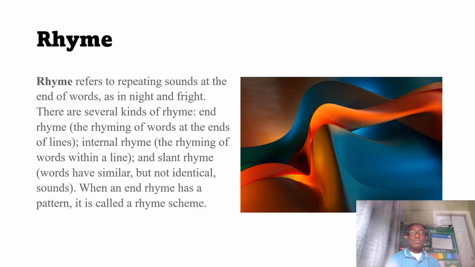Rhyme. Rhyme refers to repeating sounds at the end of words, as in night and fright. There are several kinds of rhyme. End rhymes, the rhyming of words at the end of a line. Internal rhyme, the rhyming of words within a line. And slant rhymes. Slant rhyme words have similar but not identical sounds. When an end rhyme has a pattern, it is called a rhyme scheme, and we defined rhyme scheme on an earlier slide.